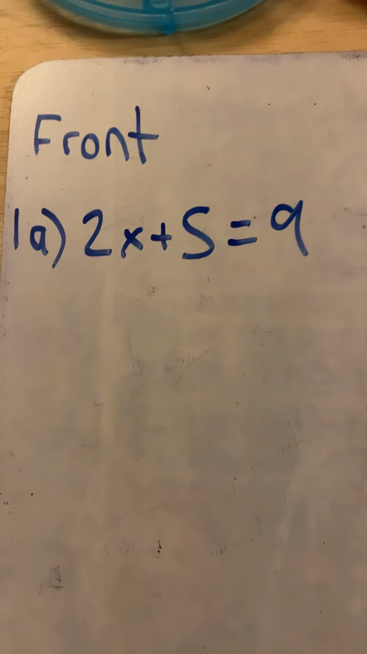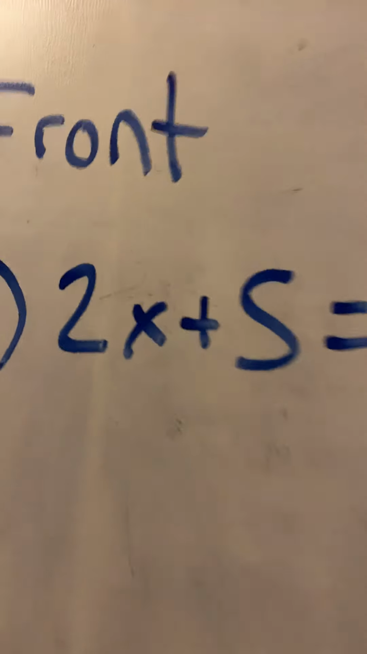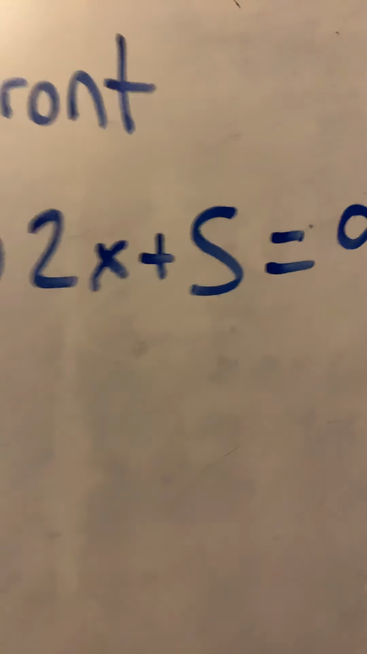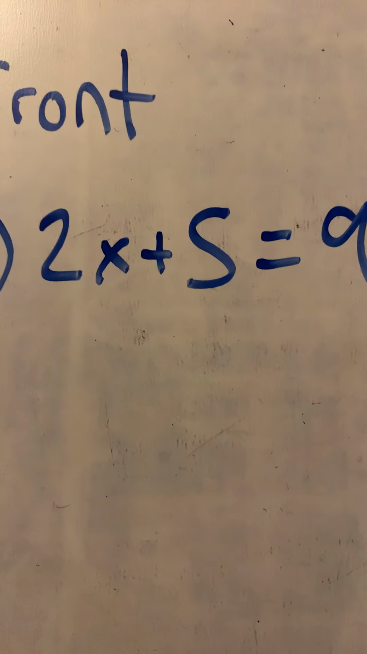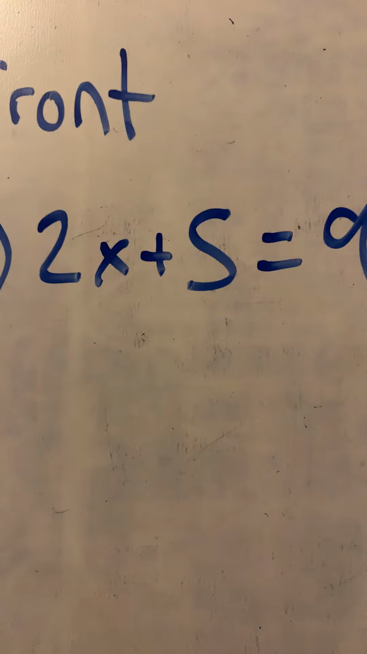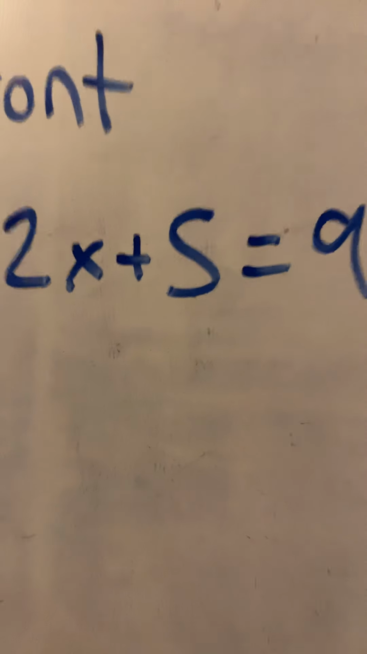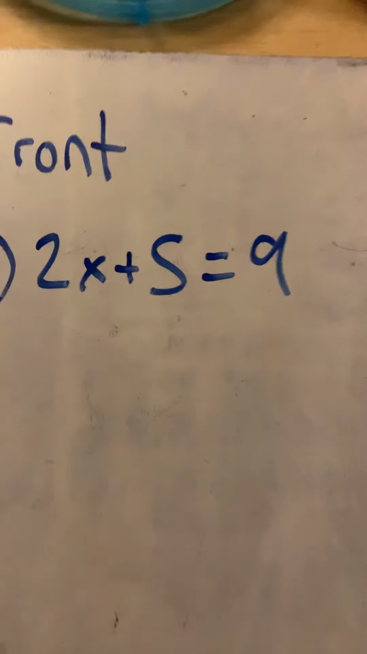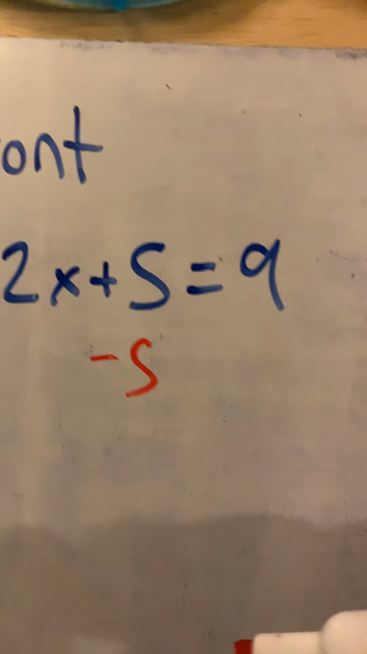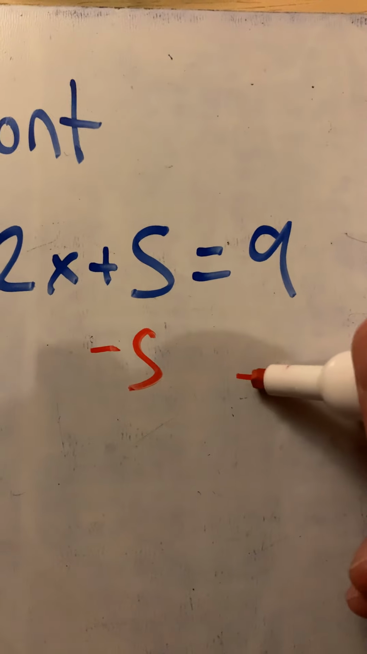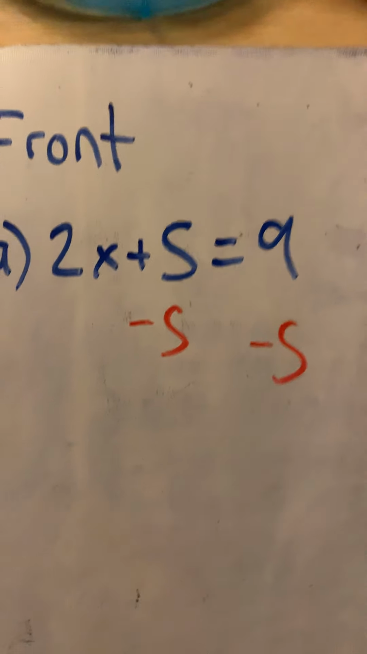Now remember, you always find the variable. The variable is x. And you're always going to do the reverse of multiplication, reverse of order of operations. So you're going to start with the addition and subtraction that's beside the variable. Beside the variable, it's plus 5. So you're going to show minus 5. And if you do it on one side of the equal sign, you do it on the other. So minus 5 on the other side.